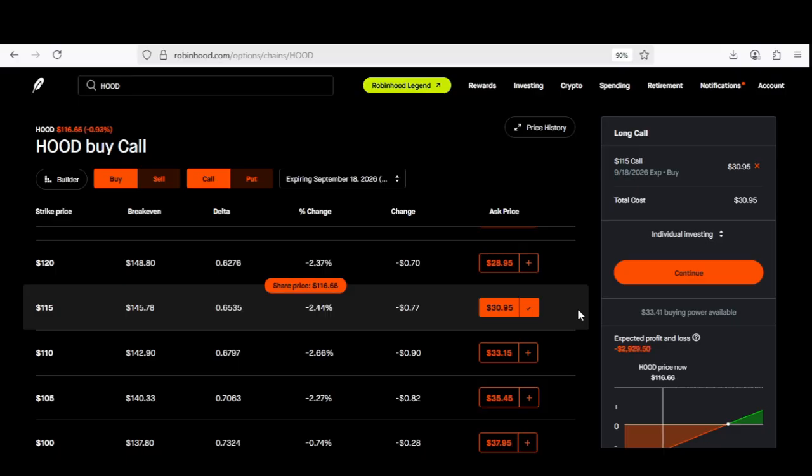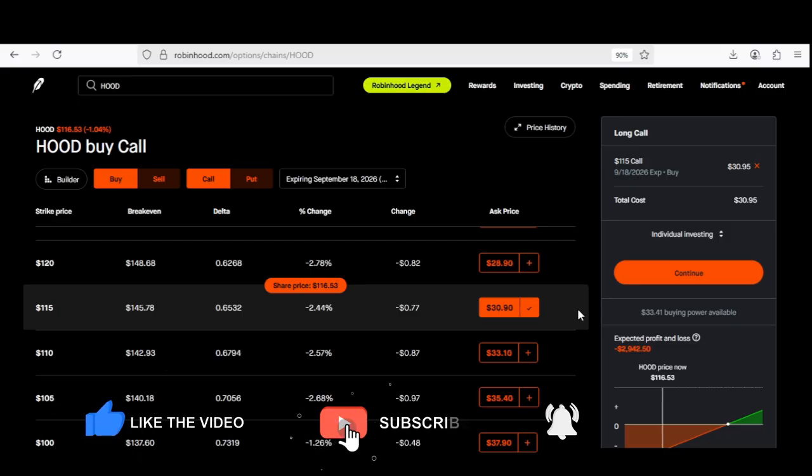Now, always make sure to do your own due diligence before doing this. LEAPS option cannot be done on any stock, and it's actually not supposed to be done on Robinhood right now, but I will go ahead and explain to you why it can be done on Robinhood right now.